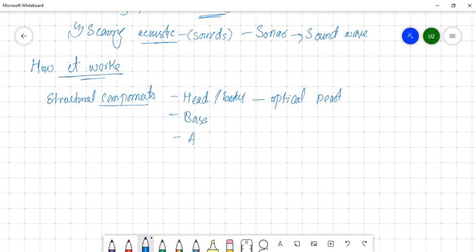Next we have the arm. It connects to the base and supports the head. Besides, it is used to carry the microscope.